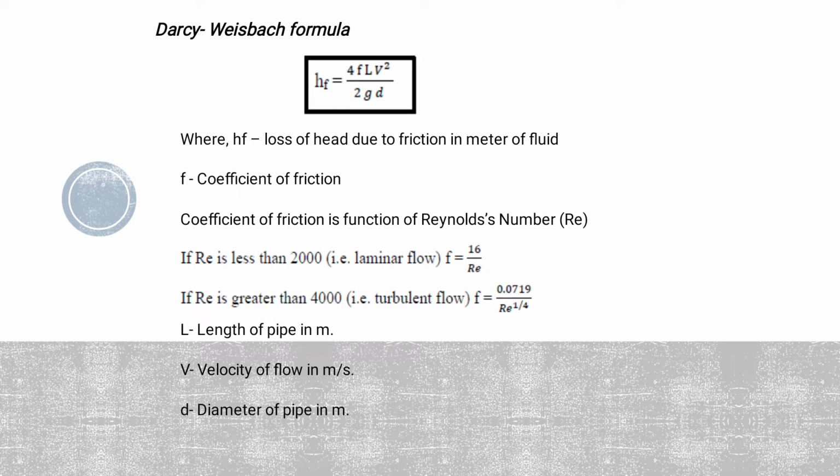L represents the length of pipe in meter. V is the velocity of flow in meter per second. D is the diameter of pipe in meter.